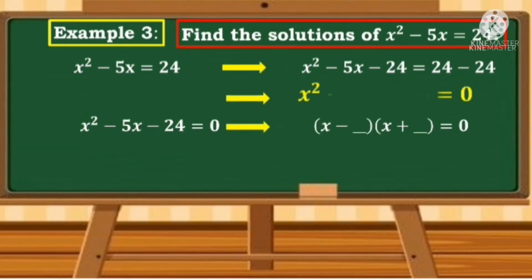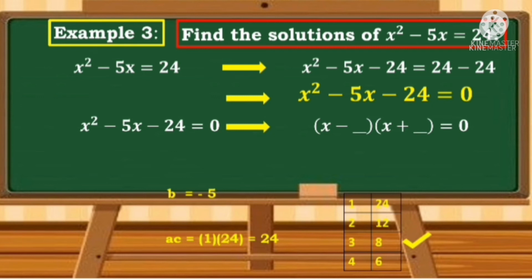Okay, for example number 3, let's proceed to the given equation x squared minus 5x equals 24. The given equation is not written in standard form, so we have to add the opposite of positive 24 to both sides of the equation. It becomes x squared minus 5x minus 24 equals 24 minus 24, which is x squared minus 5x minus 24 equals 0. Next is to factor the left side, x squared minus 5x minus 24.